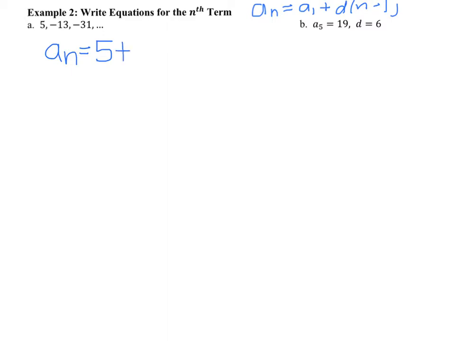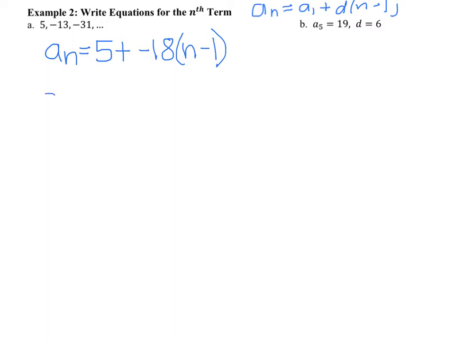Plus D in this case is negative 18 because to get from 5 to negative 13 we have to subtract 18. To get from negative 13 to negative 31 we have to subtract 18. So in this case our D is negative 18. And then we know we want to just have our n minus 1. We're leaving n because it's our general formula.